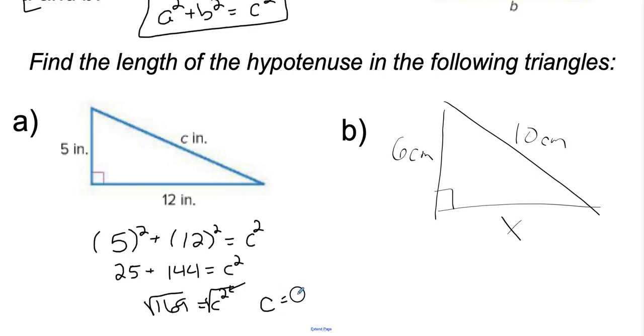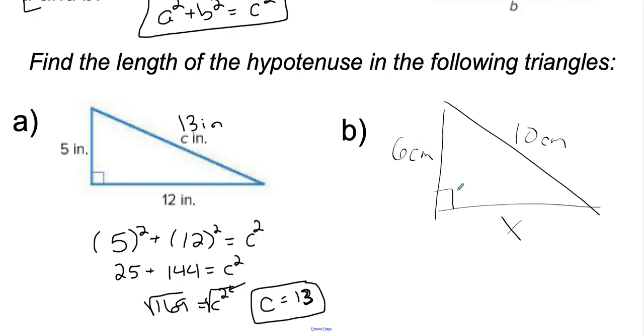And you get c equals 13. Second guessing myself there, but c equals 13. So this is a 5, 12, 13 triangle. If you remember those from geometry, those are called Pythagorean triples. Okay, there's a handful of them.